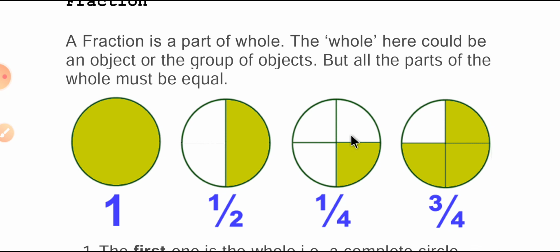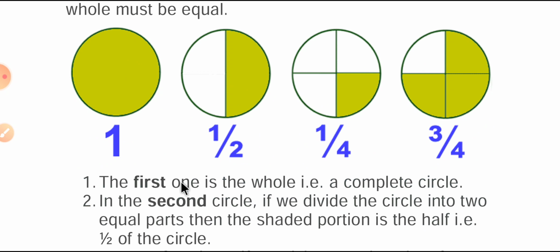And if in this example we have divided into four parts, you can see all the four parts are equal here. So fraction means if we are dividing any object into many parts, like 2 parts, 3 parts or 4 parts, but all parts should be equal, that one only we can make as a fraction. So let us see. The first one is a whole, that is whole means a complete. So the first one you can see is a complete circle.